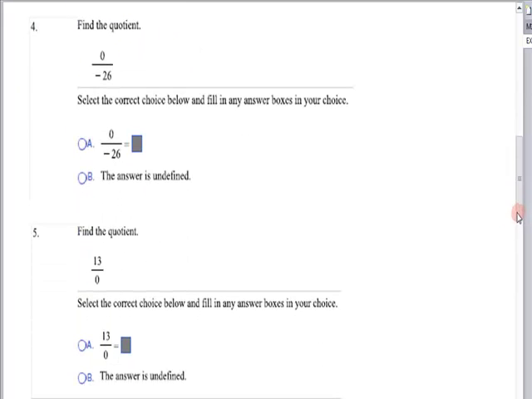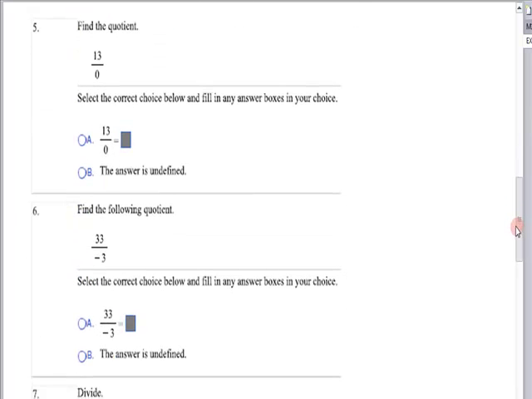All right, number 4. I have 0 divided by negative 26. 0 divided by a non-zero number is always 0. Number 5. I have 13 divided by 0. When the 0 is under, then it is impossible to do that, and that is undefined. And so this is a case when you would get to choose B, undefined.